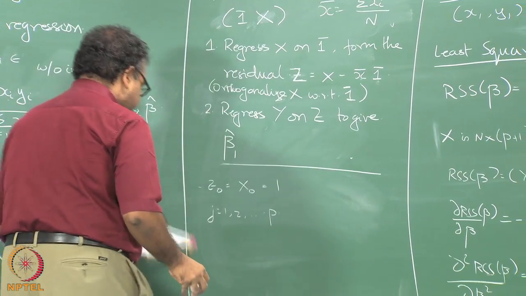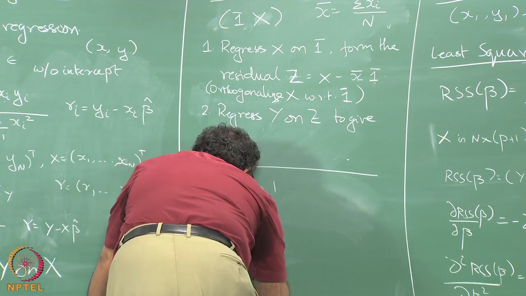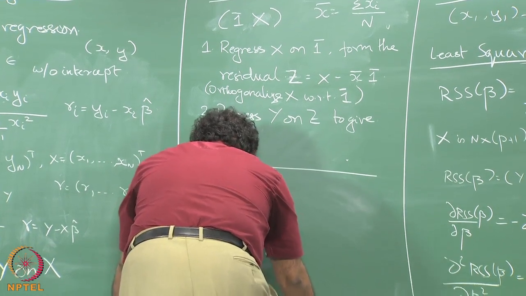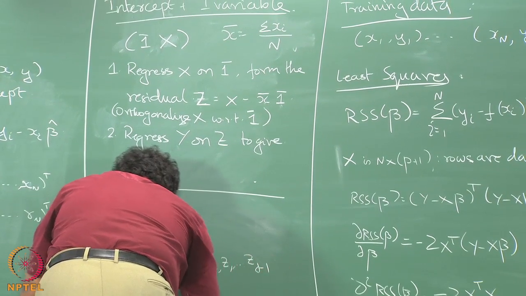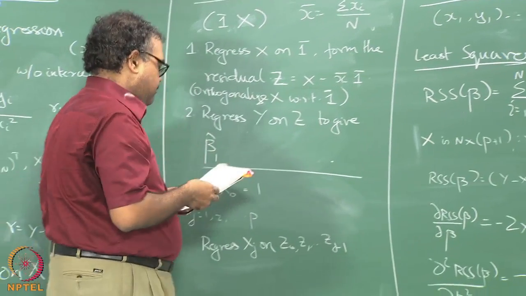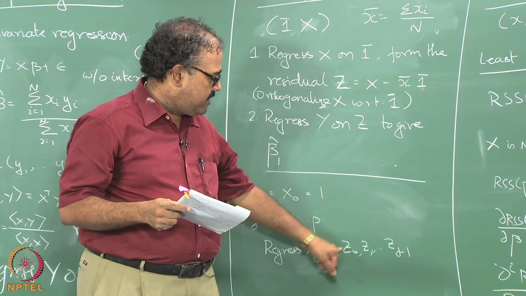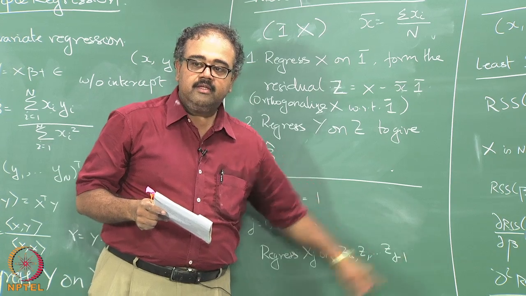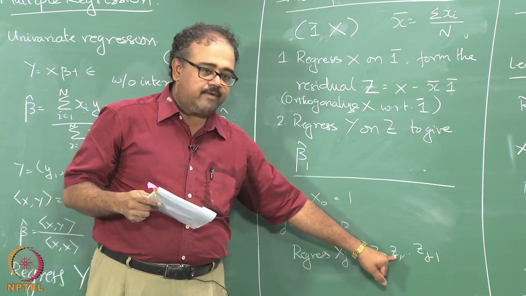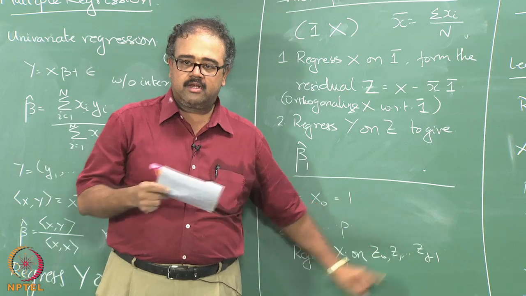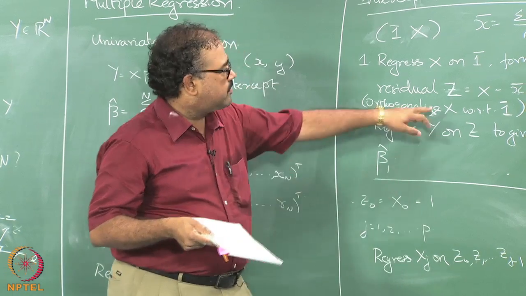So j runs from 1 to p. So I will regress xj on all the previous z directions that I have determined, right. So how would I have determined z0? Well, z0 I start off with, z1 would have been obtained by regressing x1 on z0 and then finding the residual. So that is what we do here, right.